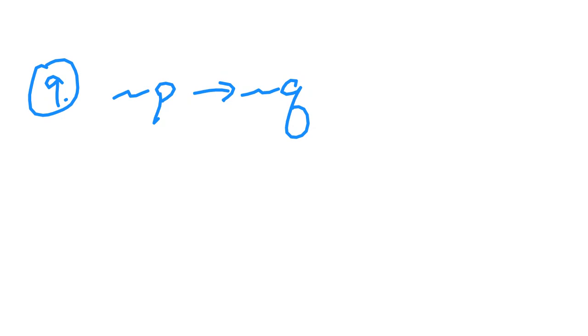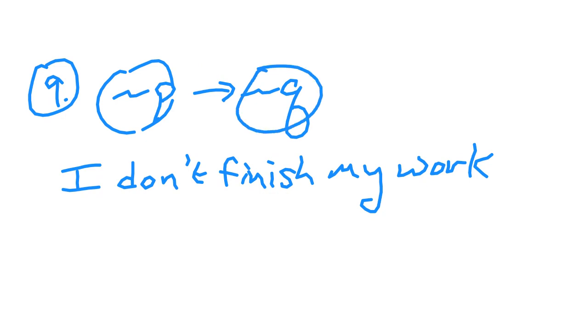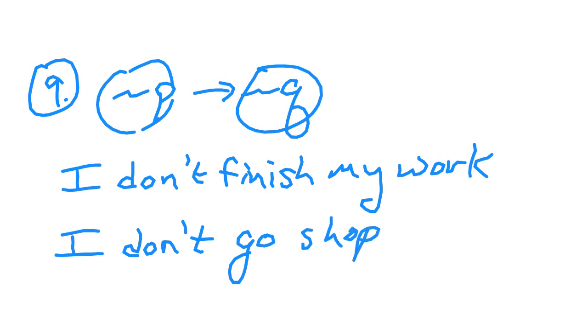To write this in words, the negation of P is I don't finish my work. Now there are different ways you can say that. You can say I won't finish my work, or it is not the case that I will finish my work, or I didn't finish my work. I'm not going to get too caught up in whether it's present tense or past tense, because after all, we're math people. So not P is I don't finish my work, and not Q is I don't go shopping, to match how I wrote the first one.